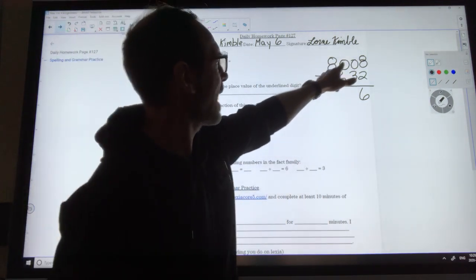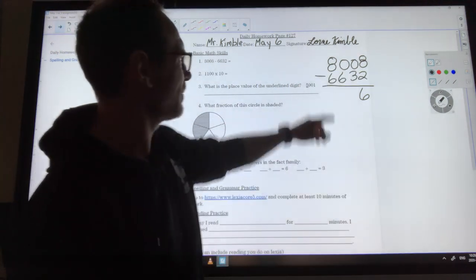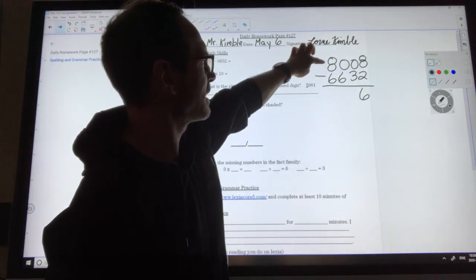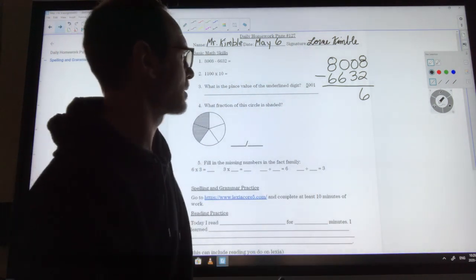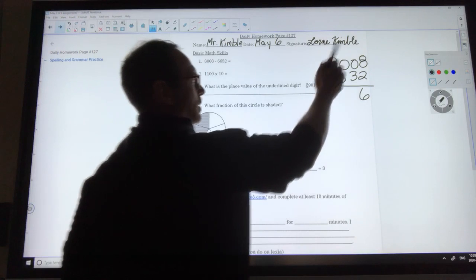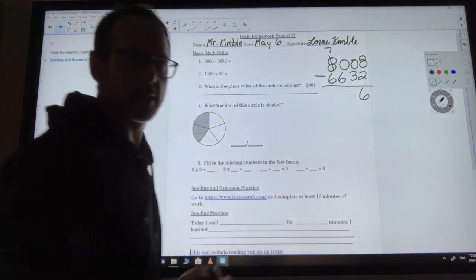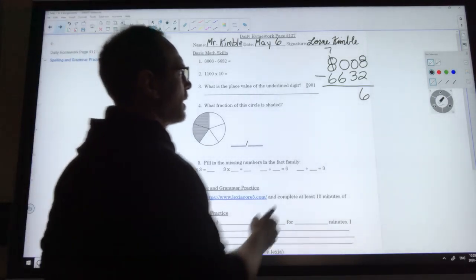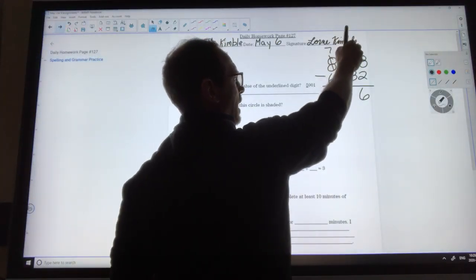So I can't borrow from the hundreds place yet because it has a 0 in it. So I'm going to start off with this thousands place and redistribute the numbers starting with the thousands. So I'm going to take one of these thousands. So I have 8,000. I'm going to take one of those thousands and leave 7,000 here. I'm going to put those 1,000 into the hundreds place.